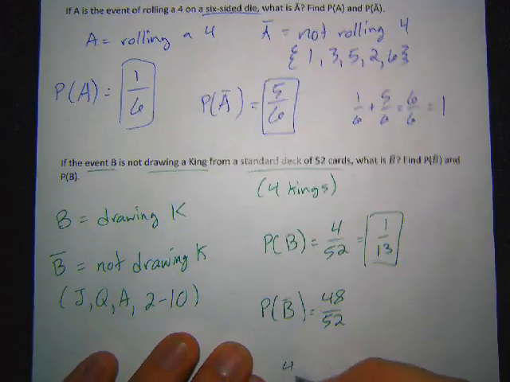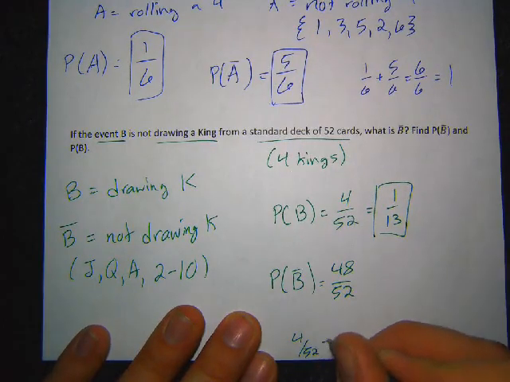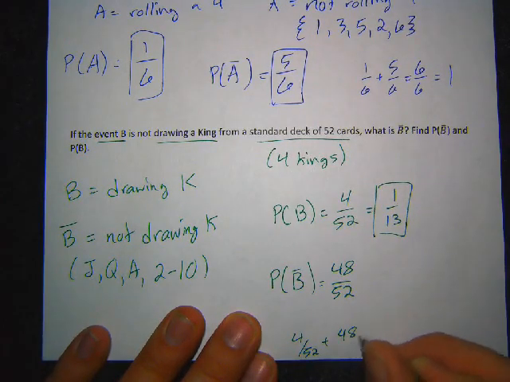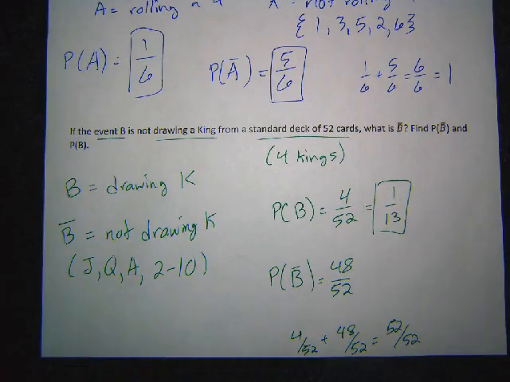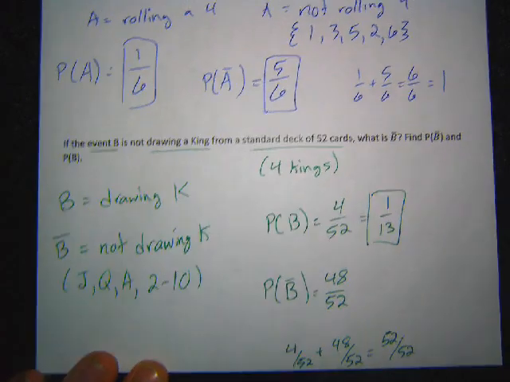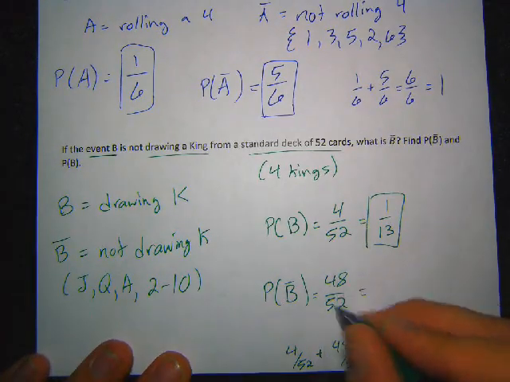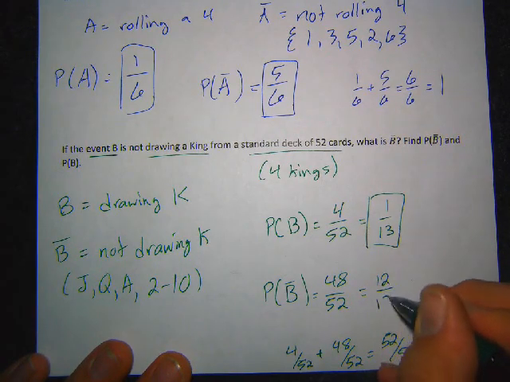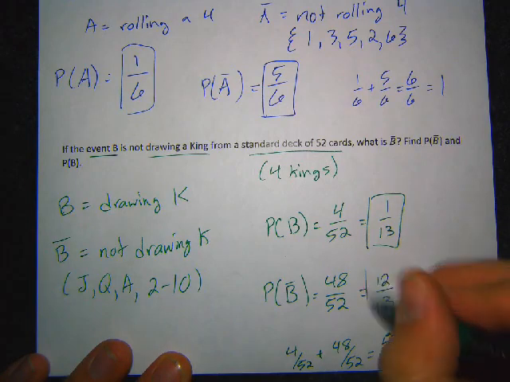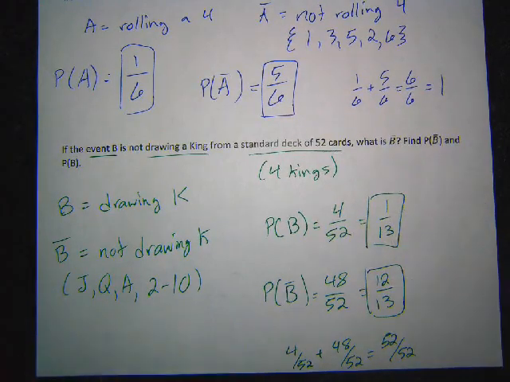4 out of 52 plus 48 out of 52 should give you the whole set, 52 out of 52. So that should always happen when you're doing something that's complement. You should add it to be the whole thing. This one does also simplify. You can divide both the top and bottom by 4, so you get 12 out of 13. You can see they still are complements. They still match up to give you the whole set if you add them now.